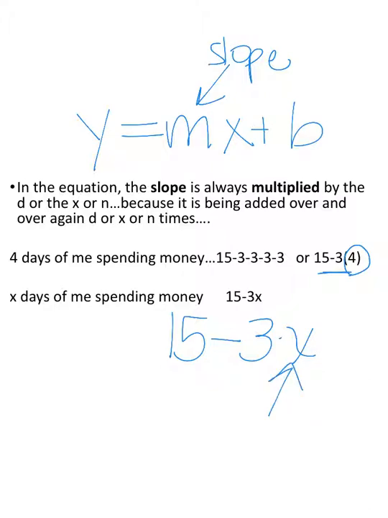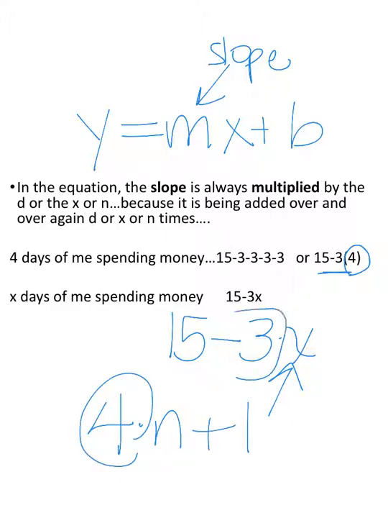If we're talking about the tile patterns that were growing by 4 each time, it's 4 for every figure that's grown, plus that 1 extra one. So once again, the slope is always the one in front of the variable.